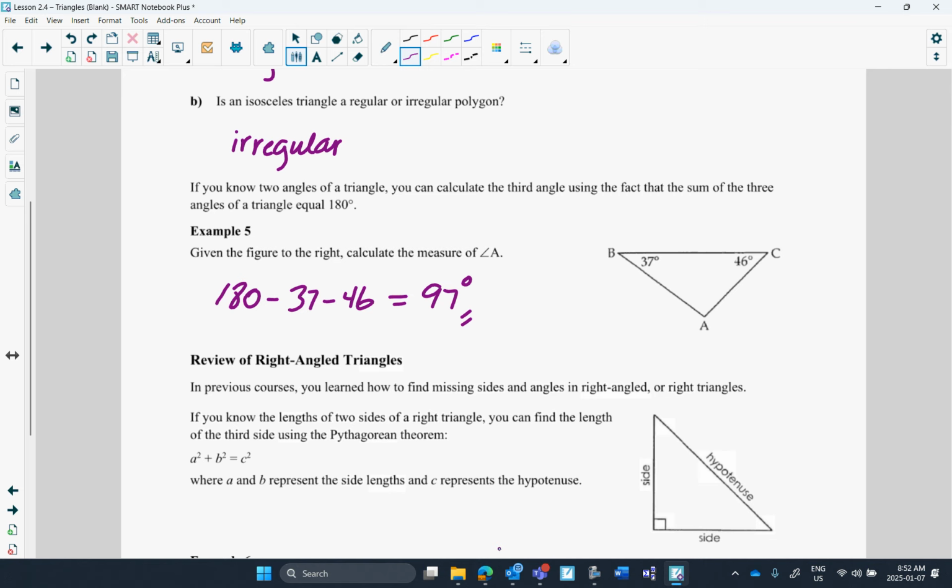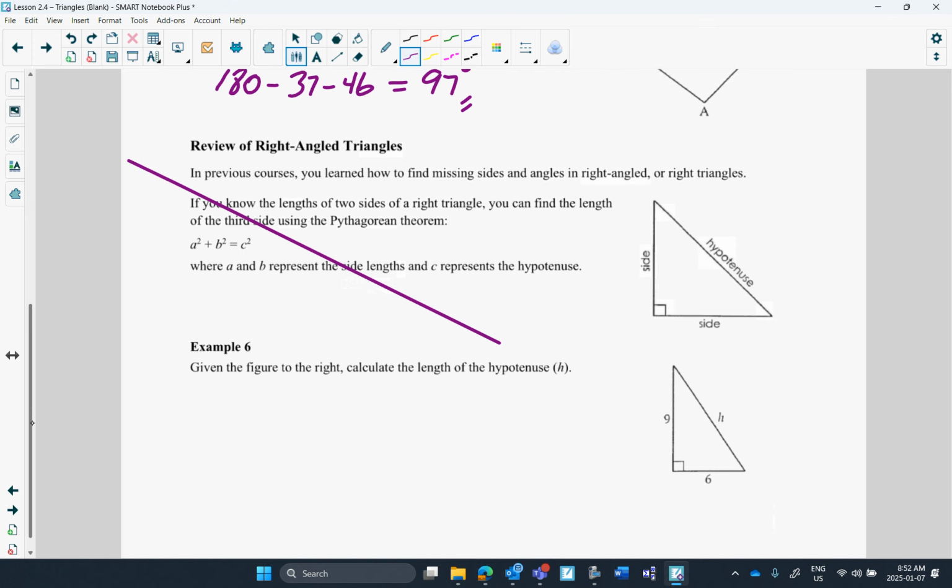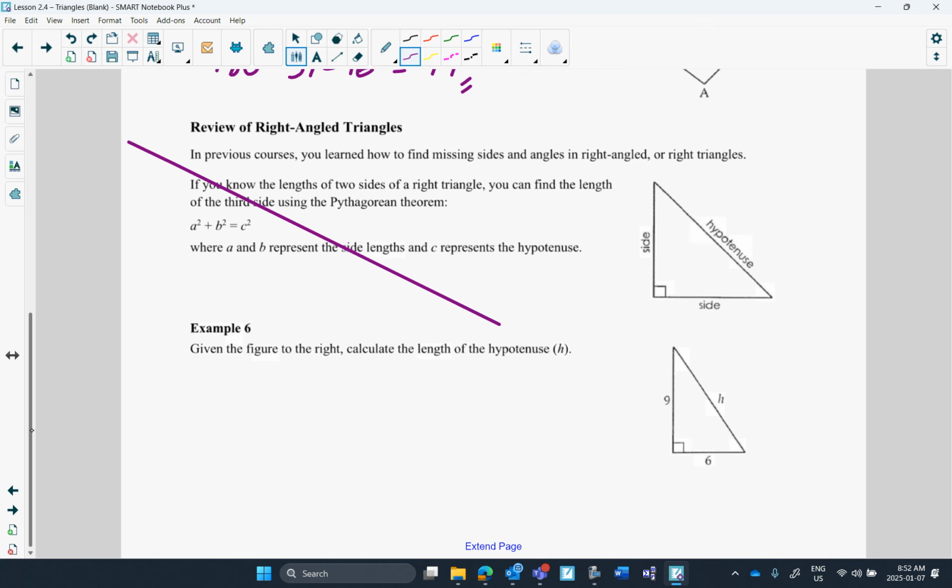Focusing on right angle triangles for a little bit. There's really two big things we can do with right triangles to find missing sides or missing angles. That is Pythagoras, where in any right triangle, the two sides that make up the right angle squared added together equals the longest side squared, or a squared plus b squared equals c squared. Where a and b represent the legs or the sides, they're called here. Okay? And c represents the hypotenuse.